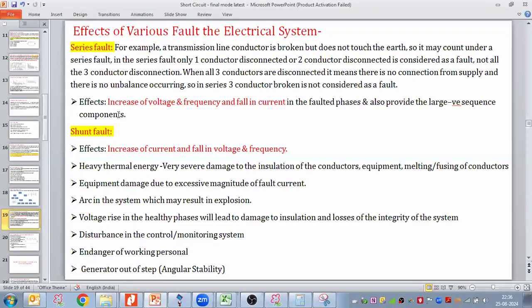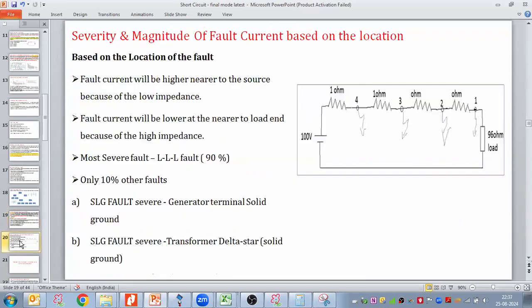What is the effect of series fault? It increases the voltage and frequency and causes a fall in current in the faulted phase, and also produces a large negative sequence component. The effect of shunt fault is an increase in current and a fall in voltage and frequency, thermal energy, equipment damage, or voltage rise in healthy phases leading to damage to insulation. It also causes disturbance in the control system, endangers working personnel, and can put the generator out of stability. These are the effects when the fault occurs.